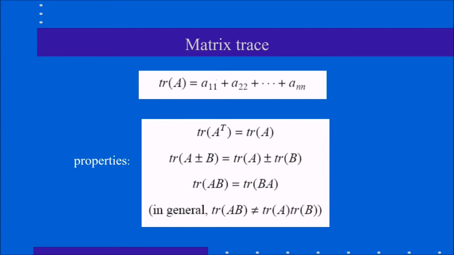What is the matrix trace? The trace of the matrix is A11 plus A22 till ANN. These are the diagonal values. So trace of A transpose is equal to trace of A, because when you transpose, the diagonal remains unchanged. The trace of A plus or minus B is equal to trace A plus or minus trace B, and trace of AB is equal to trace of BA.